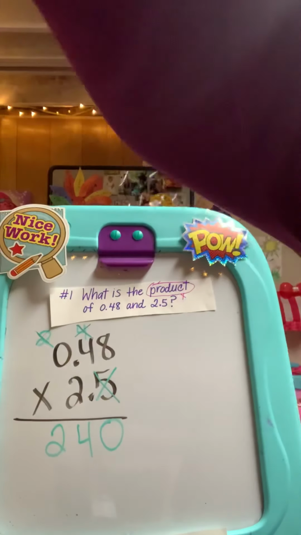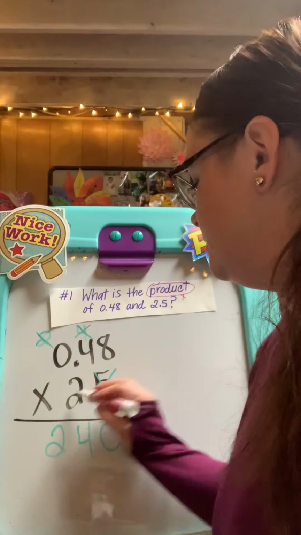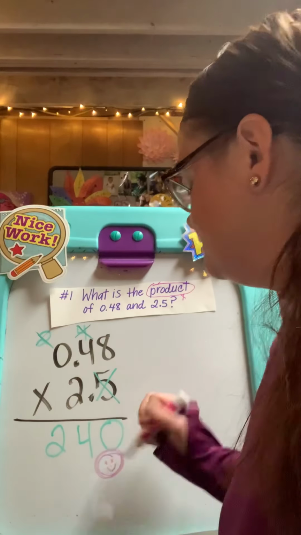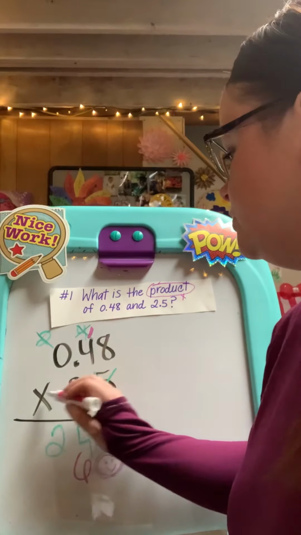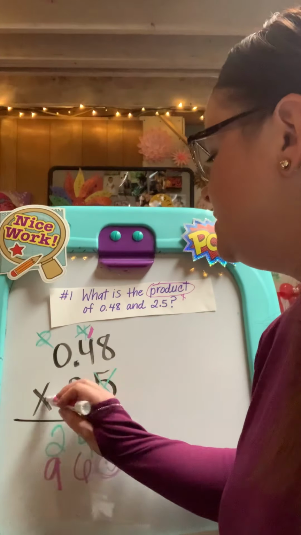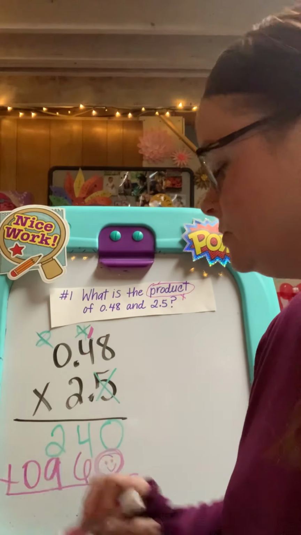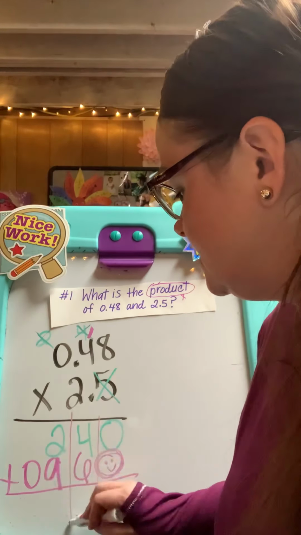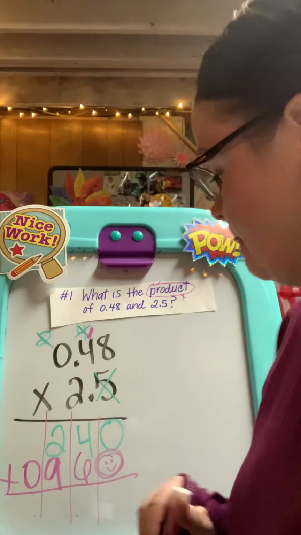Now I'm going to move over to the 2. So I'm going to put my place value holder. 2 times 8 is 16. 2 times 4 is 8, plus 1 is 9. 2 times 0 is 0. Okay, now make sure your numbers are lined up nice and neat. If you want to draw spaces and lines, that way you know that you're adding using the correct place value.